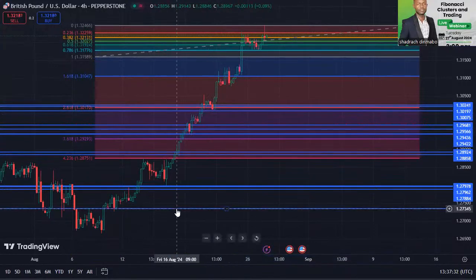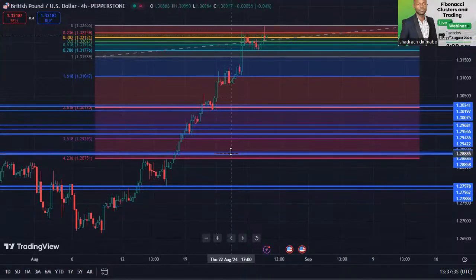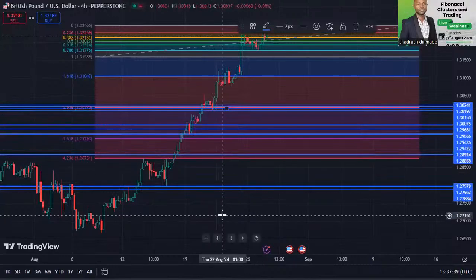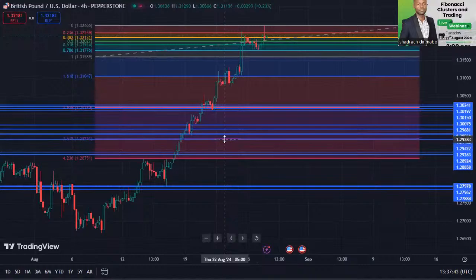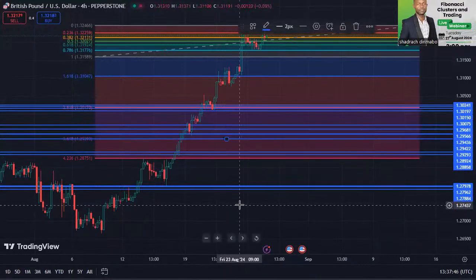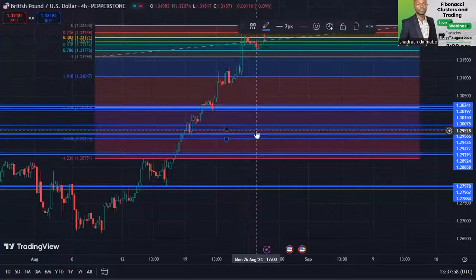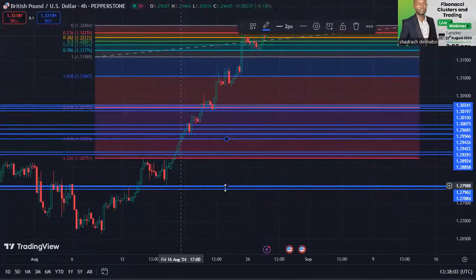So we have this one here. And then we also have one here. Now, we are done. Now, if you watch very well, where do you think we have more of the clusters? Okay? Where do you think we have more of the clusters? These ones, if you can see, so we have more of the clusters here and here.